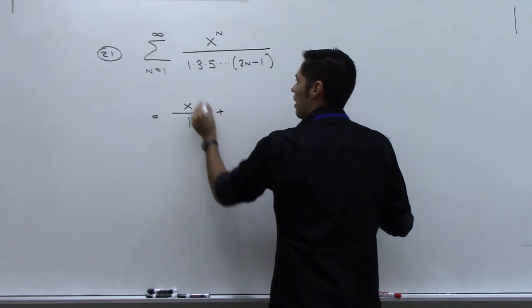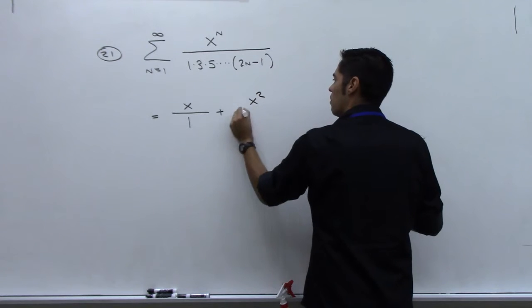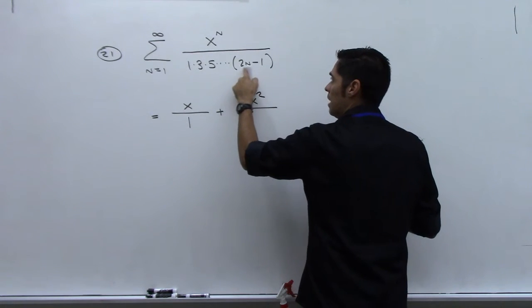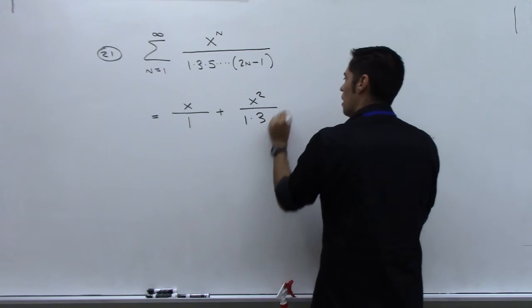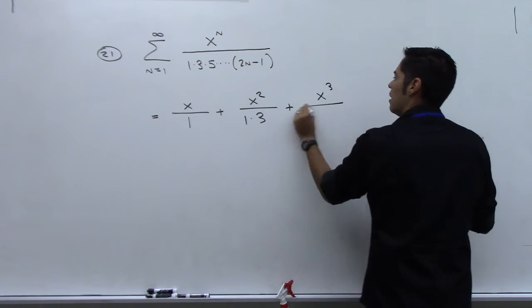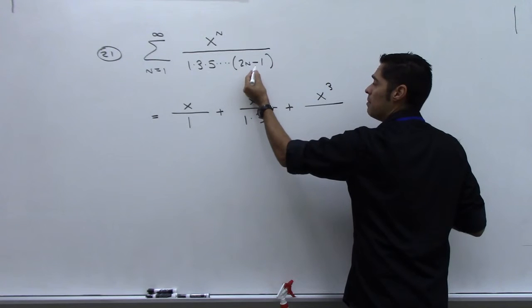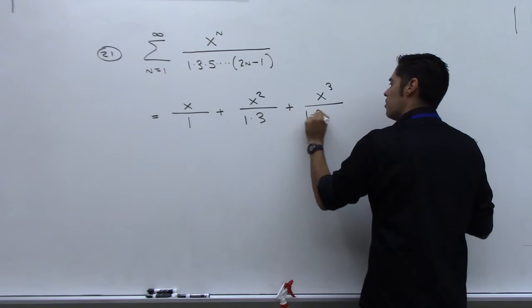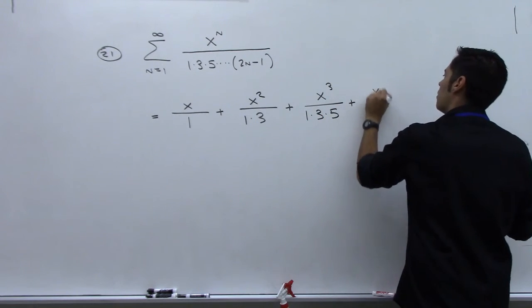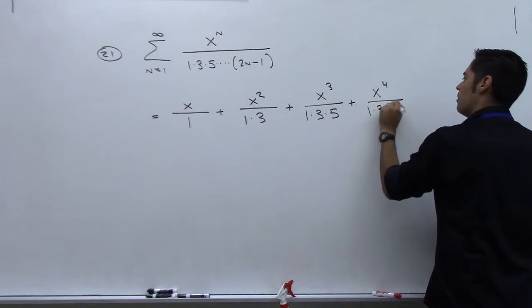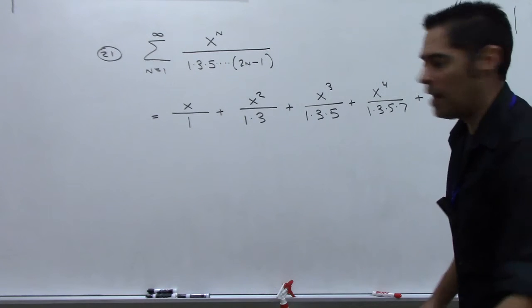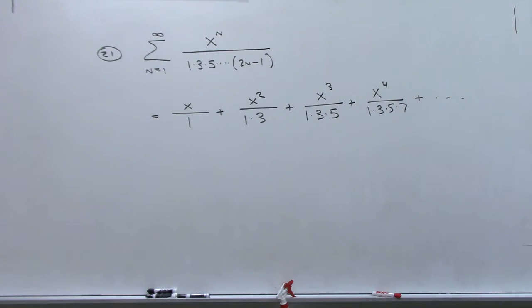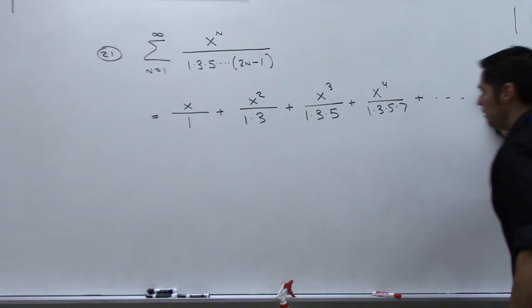And then plus, now n is 2, so x squared over 2 times 2 is 4, minus 1 is 3, so I'm going to go 1 times 3. The next one will be x cubed. This time, 2 times 3 is 6, minus 1 is 5, so 1 times 3 times 5. Next one, x to the 4th over 1 times 3 times 5 times 7, and so on and so forth. We want to know for what values of x this will converge. That's just to give you an idea of what it looks like.